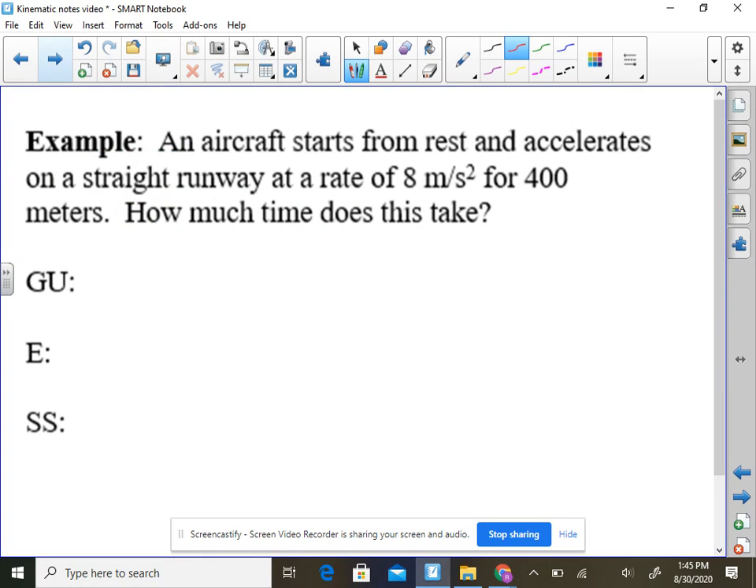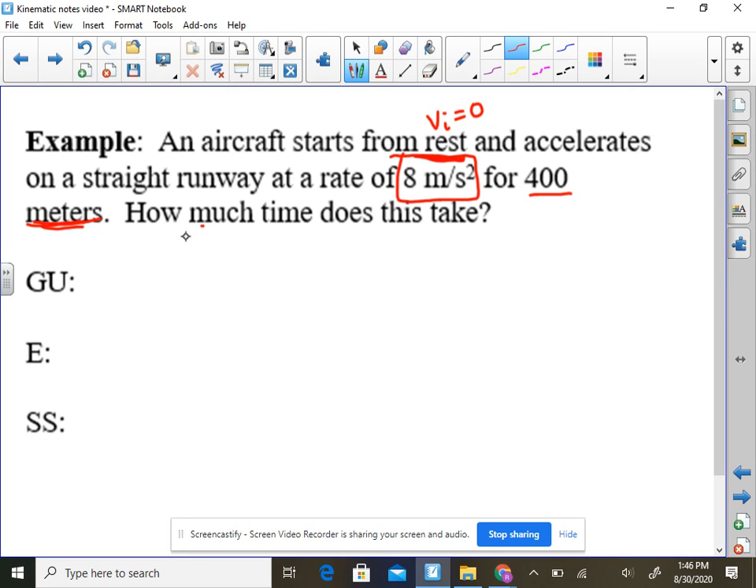Okay, the next one, we have an aircraft that starts from rest. I'm going to underline that because that tells me the initial velocity is 0. And it accelerates on a straight runway at a rate of 8 meters per second squared. So this tells me my acceleration. How do I know? It has meters per second squared as a unit. Look at the units for your clue. For 400 meters. If this is a distance, this is my displacement. Anytime you have meters, it's distance or displacement.